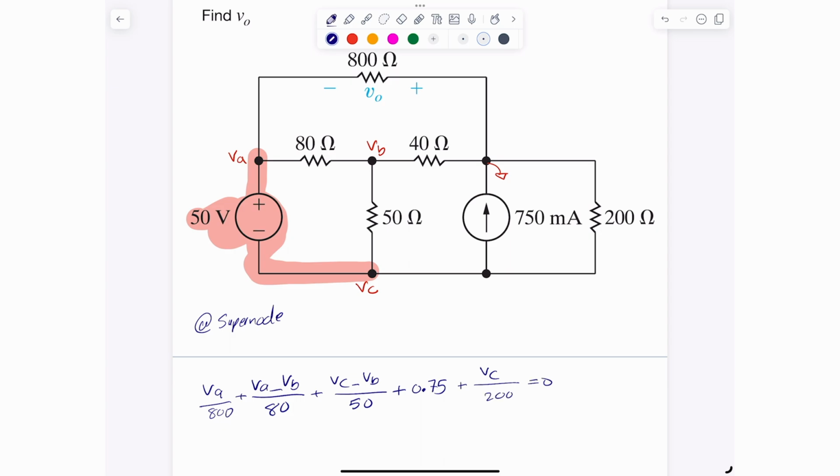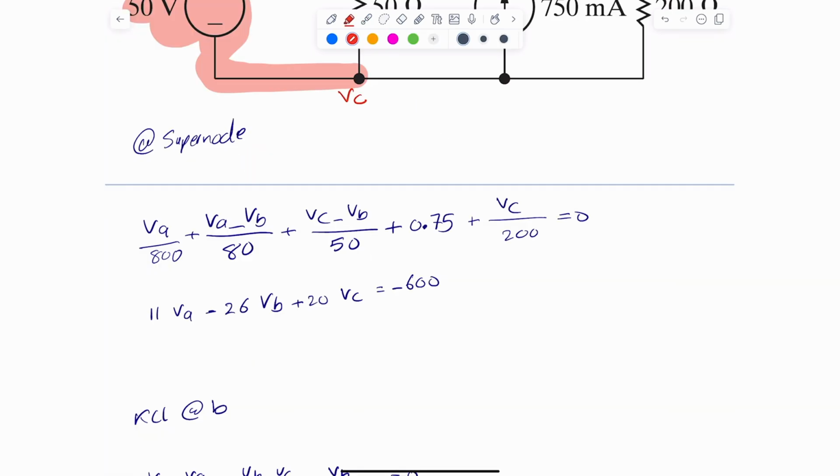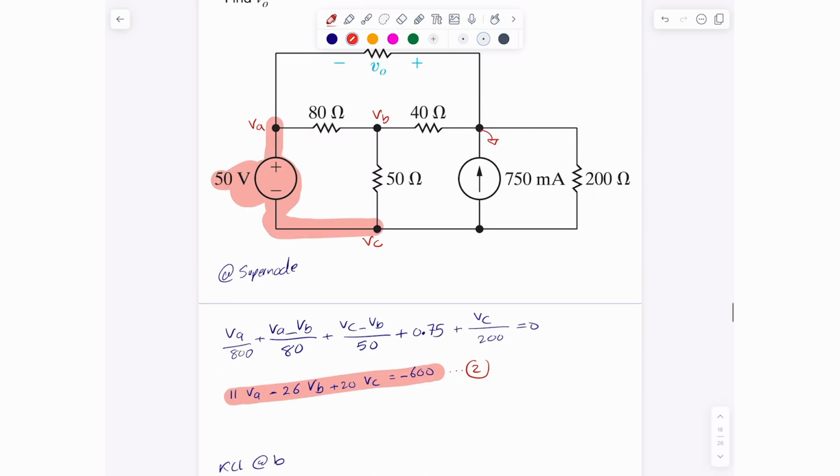So let me count how many currents we have. 1, 2, 3, 4, 5. We counted 1, 2, 3, 4, and 5. So that's good. So we got the second equation. We'll clean it up. And after cleaning up, that will be the equation, and that will be the second equation here. Okay. All right.